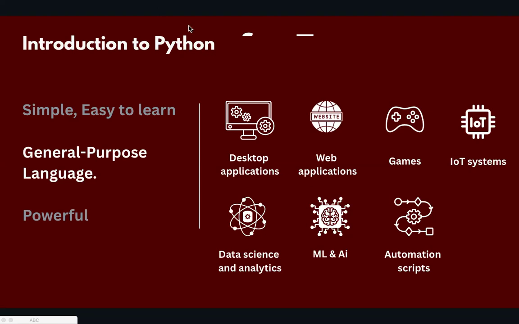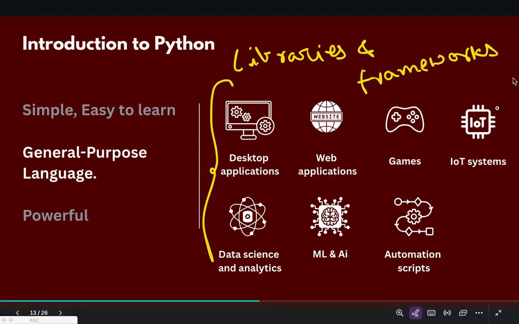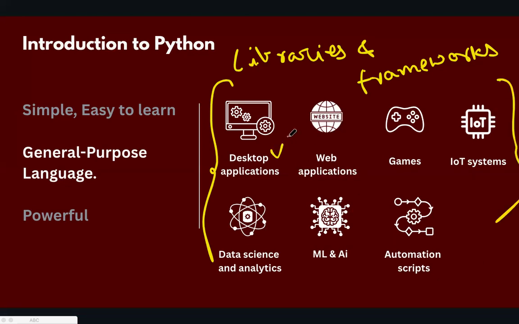Python has libraries and frameworks, which we will be discussing in upcoming sessions. Python has libraries and frameworks for all these domains. In case of building desktop applications, we have something called tkinter. In case of web applications, everyone knows we have the Django framework. In case of building ML and AI, there also we have many packages and libraries. And in case of automation scripts, there also we have many packages. So what I want to convey is Python has libraries and frameworks for almost everything that you want to build on.